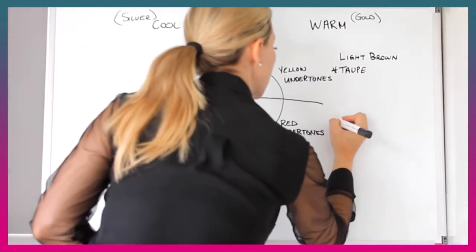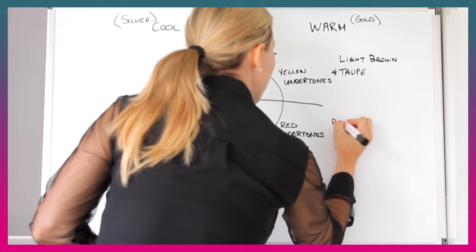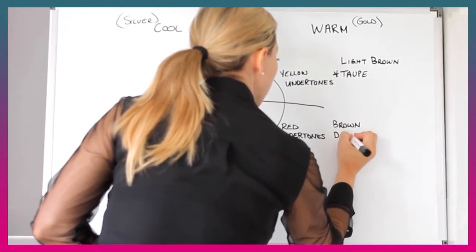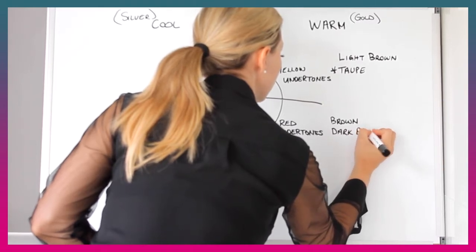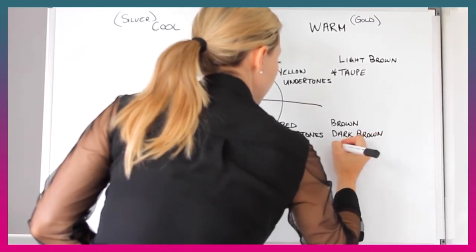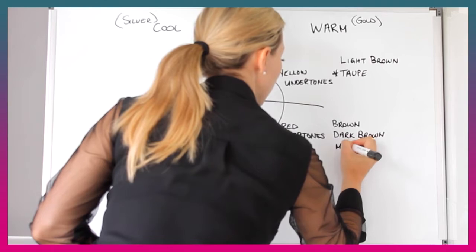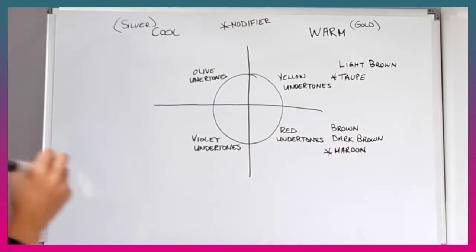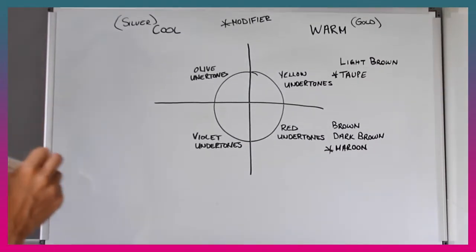Red undertones: brown, dark brown, and maroon. Put a star near maroon, that's a modifier.